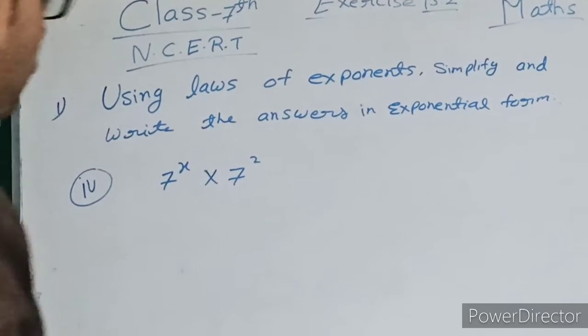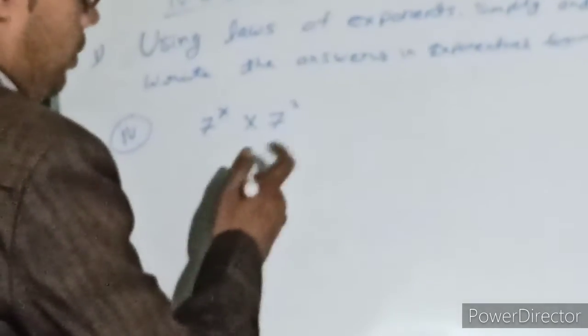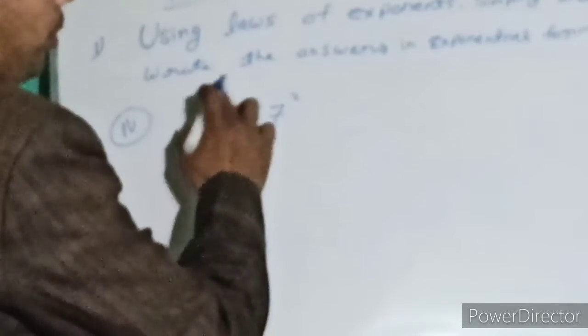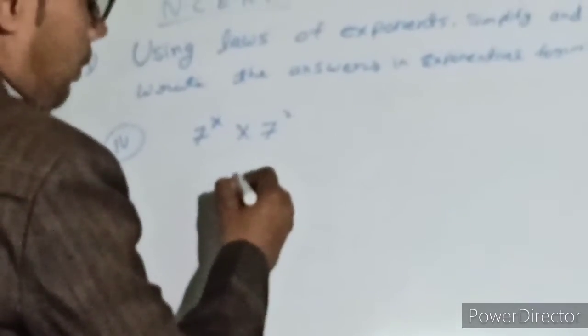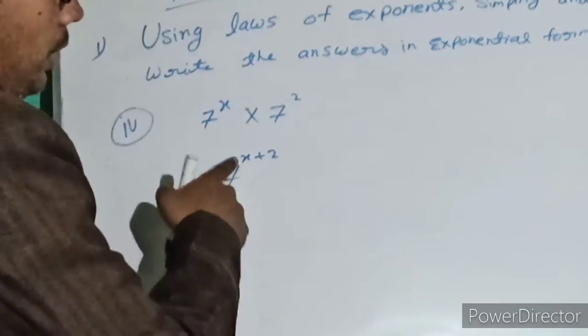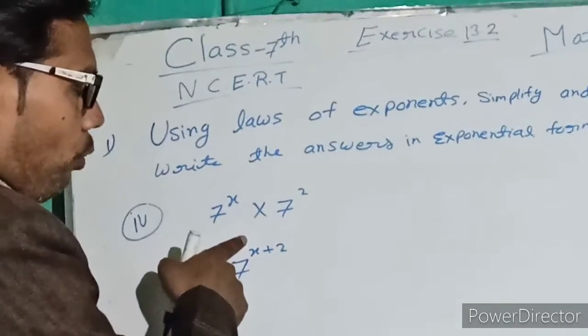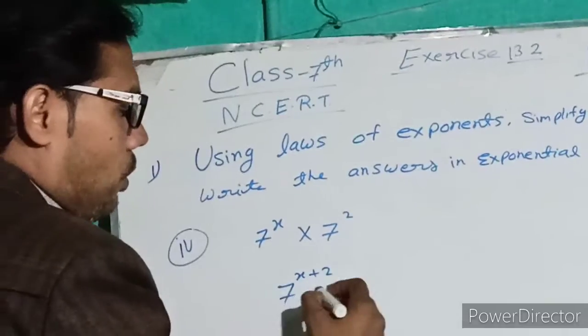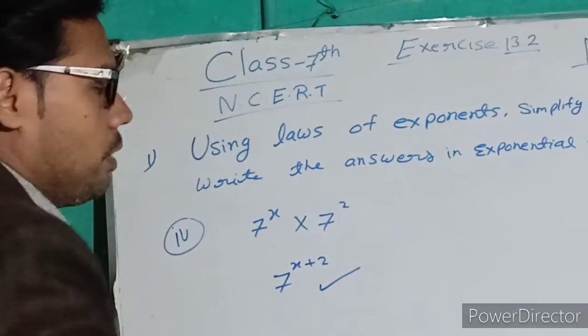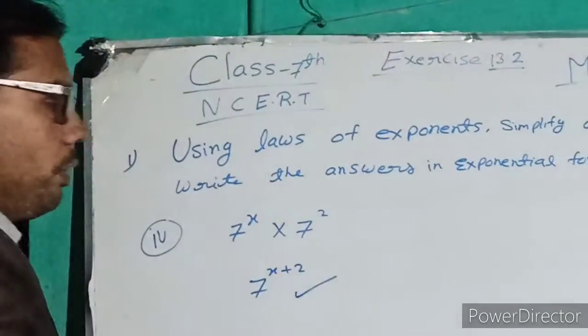Now look at question number 4. In this question we have the base again same, 7. So we will add the powers, x plus 2. But in this question one number is a variable and the other is a constant. So we can't add a variable with a constant. So this is the answer of this question because we cannot solve it further.